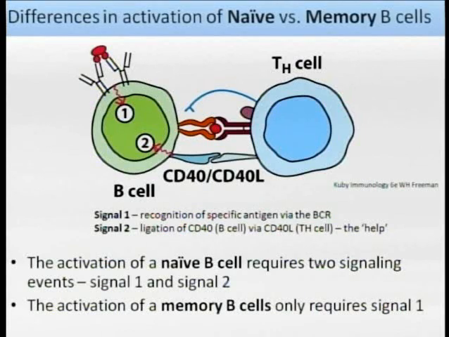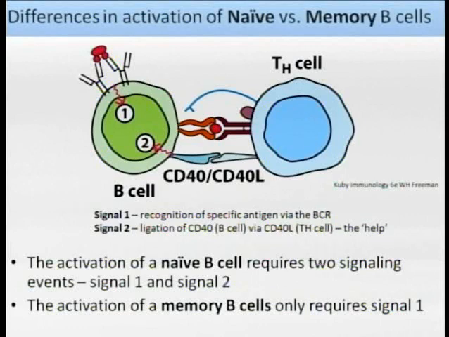Okay? Now, memory cells, because memory cells are actually naive B cells that have been previously activated and have participated in an immune response, memory cells can act a little bit quicker because when they bind pathogen a second time, remember they were naive at one time and they were activated, they only need signal 1.